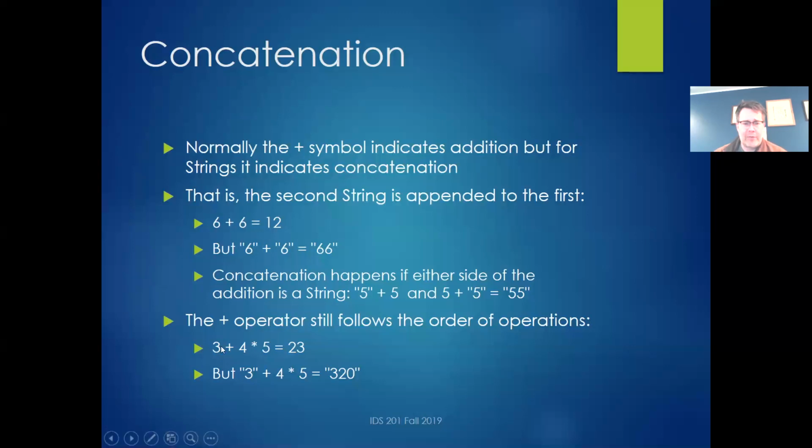So if we have 3 plus 4 times 5, that's going to be 23, right? Because 4 times 5 is 20, 3 plus 20 is 23. But if you do string 3, you're still going to do the multiplication first. You'll get 4 times 5 equals 20, but then you'll concatenate during the addition. You'll have string 3 plus the number 20 will concatenate to string 320.